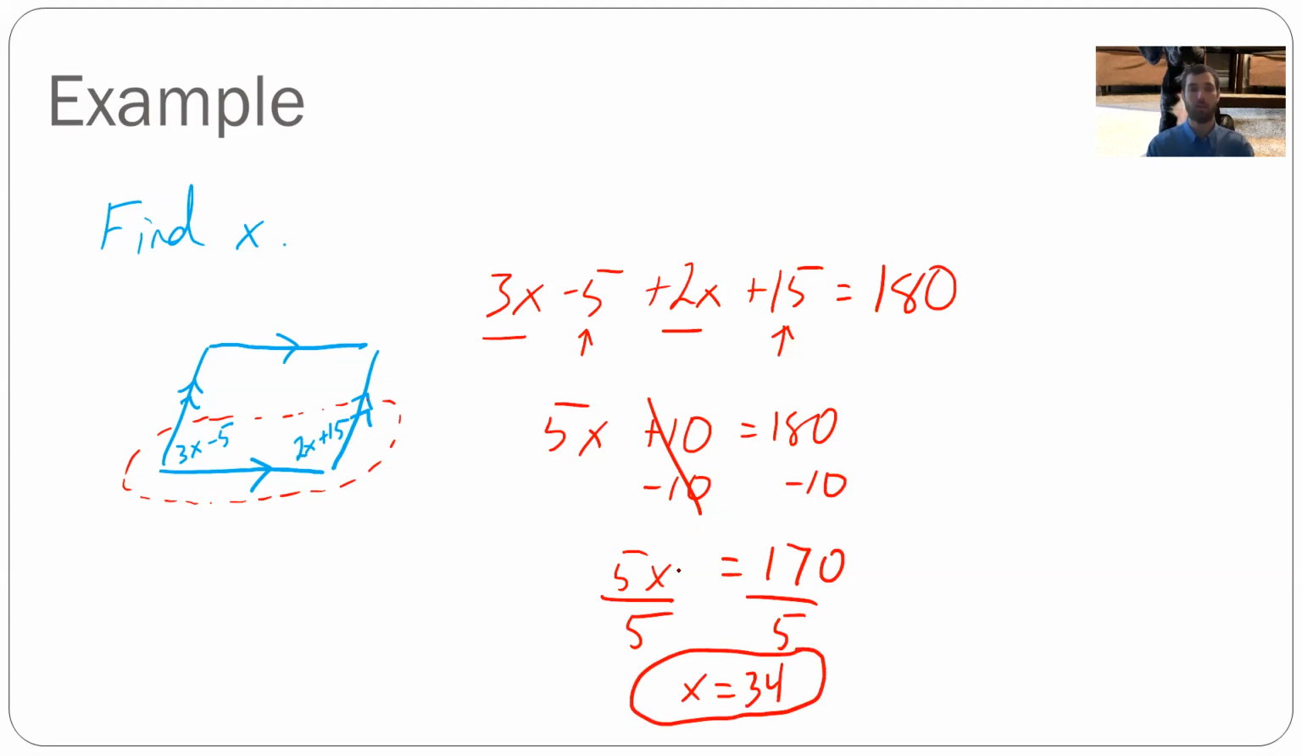So it's still using the theorem we just learned. Consecutive angles, angles that are next to each other, add up to 180 degrees. Okay, those angle measurements. All right.